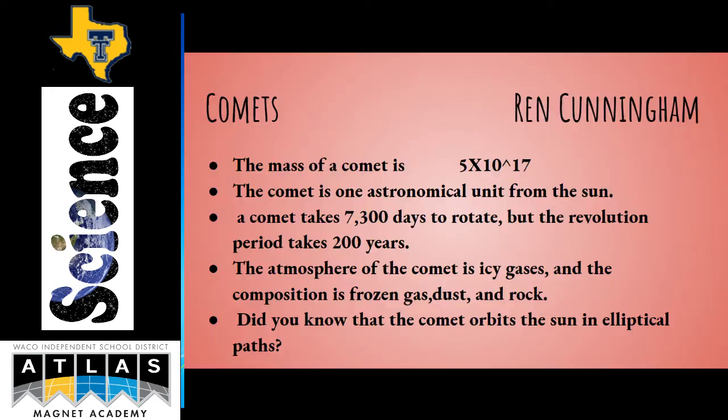Comets. The mass of a comet is 5 times 10 to the 17th kilograms. The comet is one astronomical unit from the sun. A comet takes 7,300 years to rotate, but the revolution period takes 200 years. The atmosphere of a comet is icy gases, and the composition is frozen gas, dust, and rock. Did you know that the comet orbits the sun in an elliptical path?